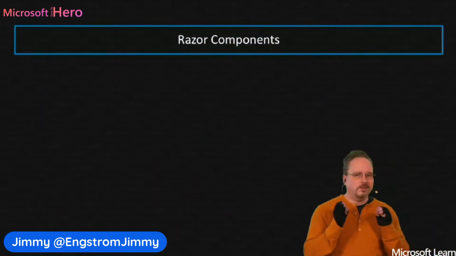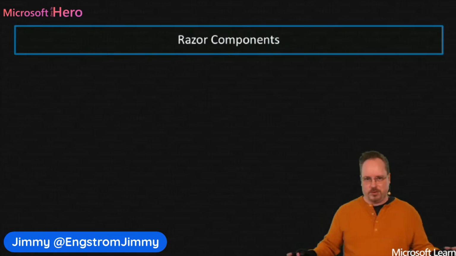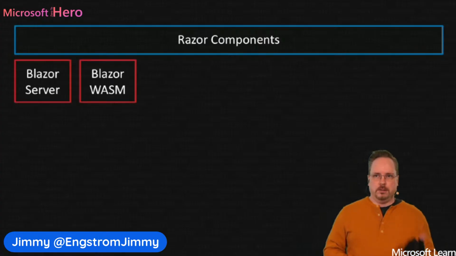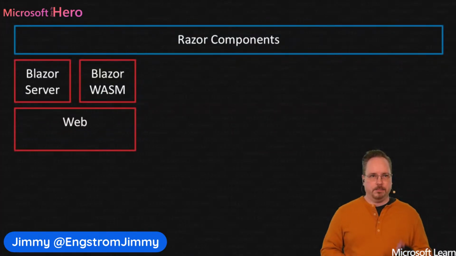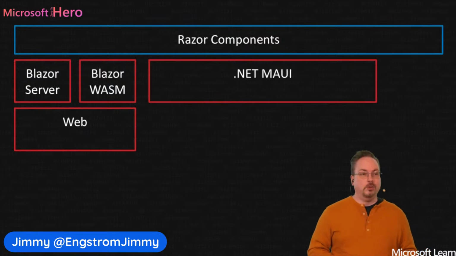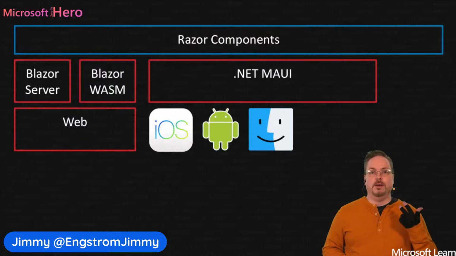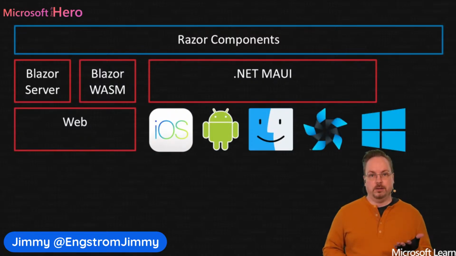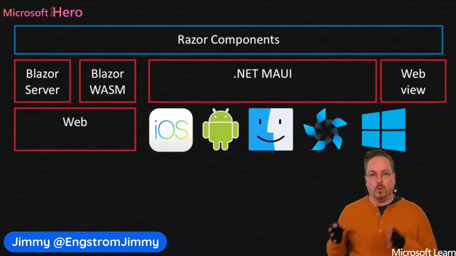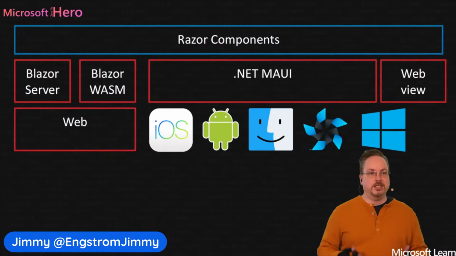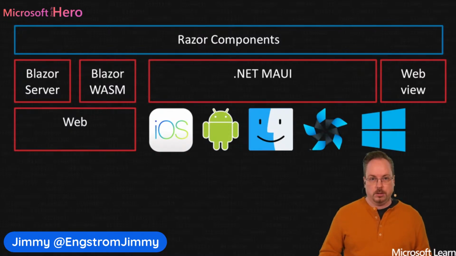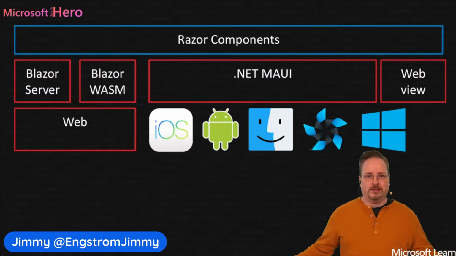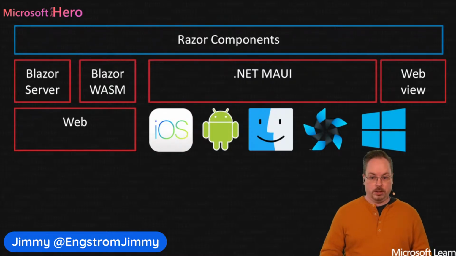So this means that with the same Razor components, same DLLs, same everything, we can reach the web using Blazor Server and Blazor WebAssembly. We can use .NET MAUI for iOS, Android, Mac OS, Tizen, and Windows Desktop. And thanks to the Blazor web view, we can also reach WPF and WinForms. It is a really, seriously, really great time to be a Blazor developer, because we can do all of these different things by just learning Blazor. So let's take a look at the demo.